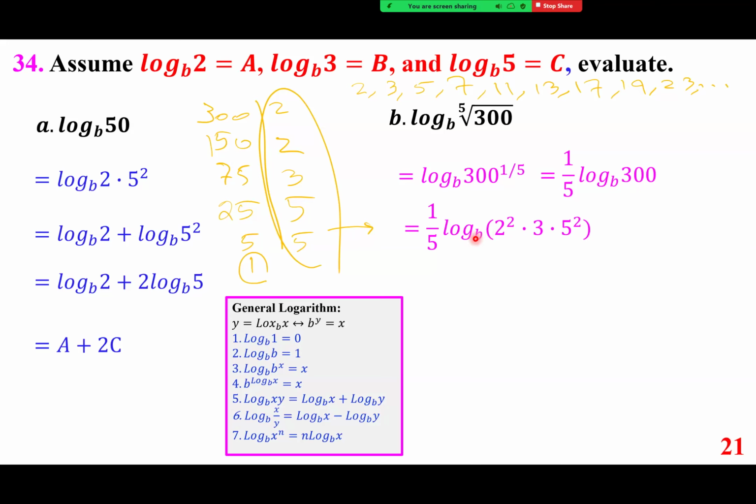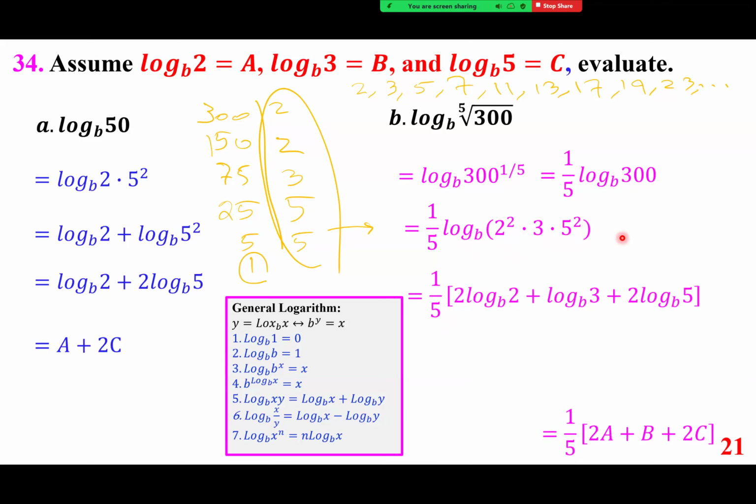So 1/5 remains. This is log of 2 squared plus log of 3 plus log of 5 squared, all of them the same base b. Log of 2 squared is 2 log 2. This is log 3. This is 2 log 5. All of them have base b. And replace this with a, this with b, this with c, and you're done.